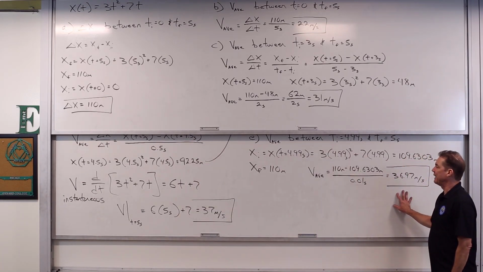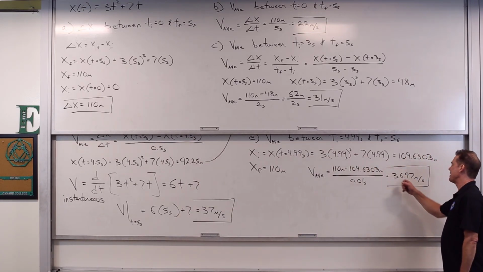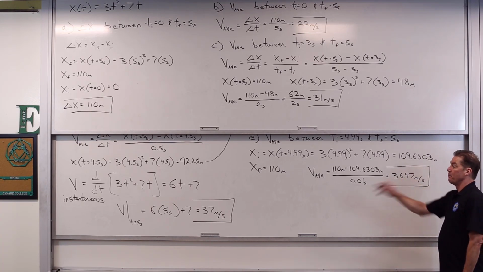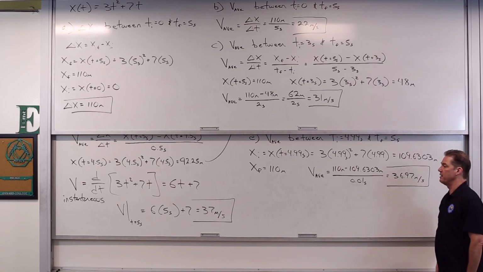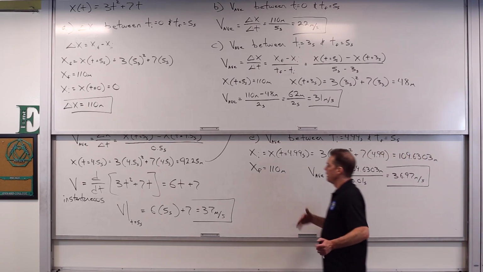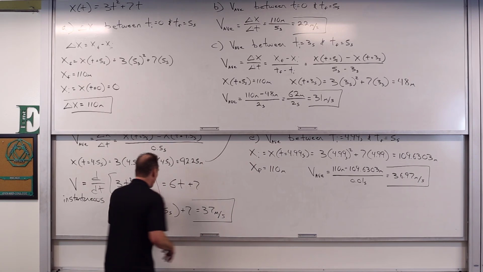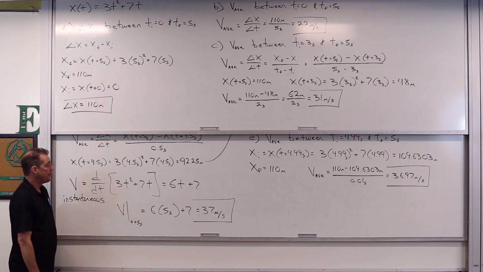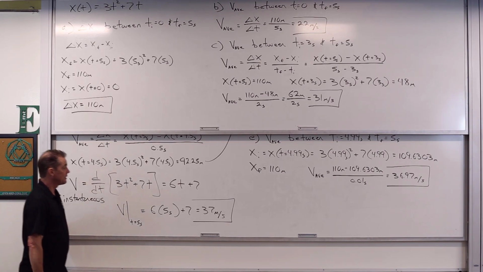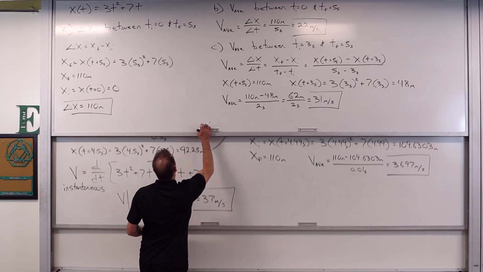The average value between 4.99 and 5 seconds is 36.97. Pretty close to that, right? So as we shrink down the time interval, we approach the instantaneous value. Again, if you're not worried about calculus, don't worry about this. It's not a calculus-based course. Otherwise, hey, this is important stuff. All right, so that was one problem.